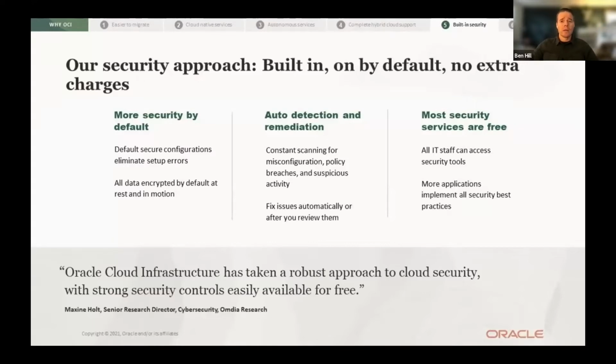So when Oracle went about launching our Gen 2 cloud offering, our approach to security was deliberate and direct. We wanted to ensure that it was architected in, automated, always on, and best of all, free. So how do we go about doing this? Let's go through some of the high points.